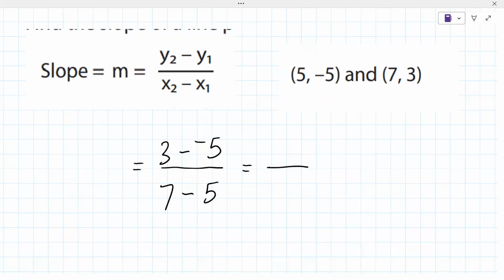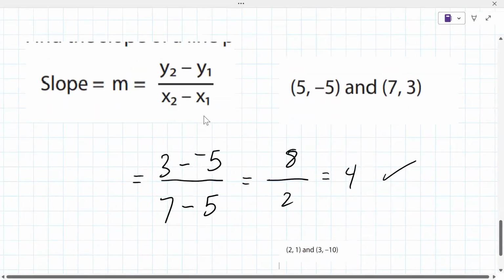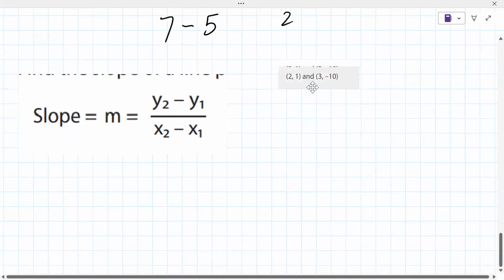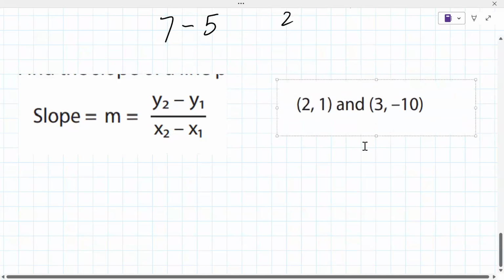All right. Go ahead and simplify this for us, please. 8/2, which equals 4. Good. All right, let's look at one more together, and then I'll have you do a couple on your own. All right, so there's this. Grab the formula again. As you're learning, it's really good to have that formula down each time.